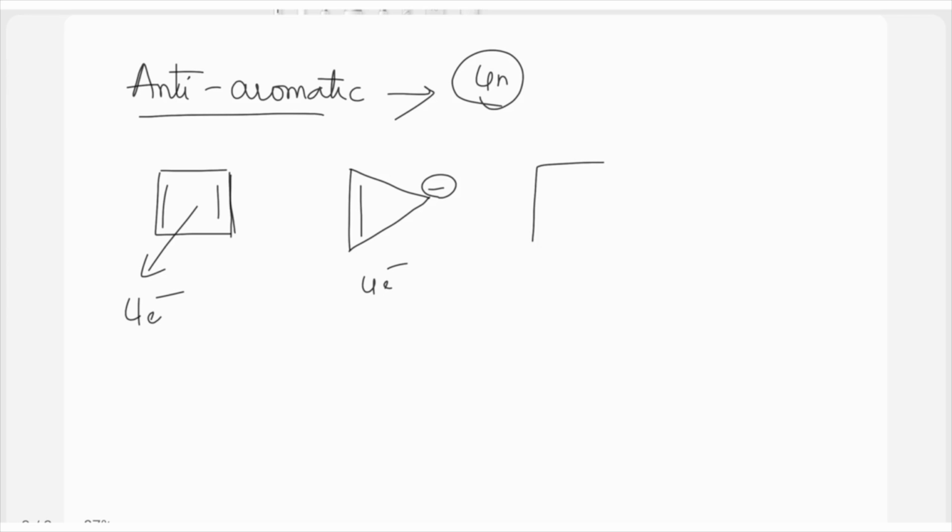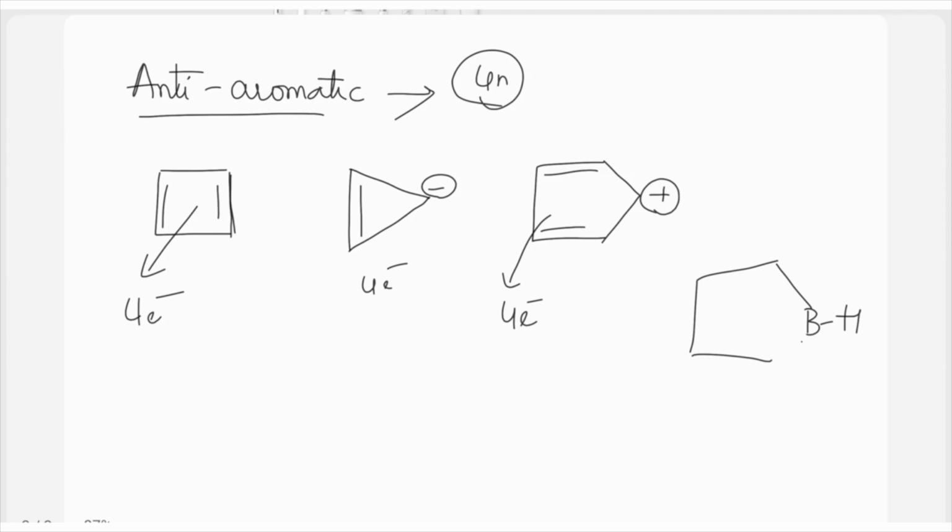And then we have a 5-membered ring with 2 pi bonds alternately and the positive charge. So this also is equal to 4 pi electrons inside the ring. And here you have a heteroatom, that is boron. Boron is an electron deficient species. It has no lone pair. So only these 2 pi electrons will be involved in the delocalization. So it leads to anti-aromatic behavior.